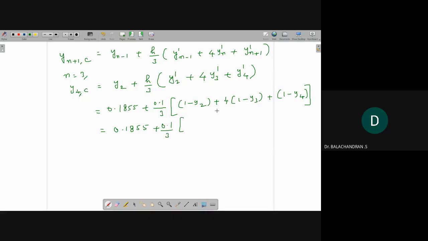So 4, 5, 6, minus y2 minus 4y3 minus y4. y4 is nothing but y4 comma p. So I need the final answer: 0.3333. Okay, thank you. So this is nothing but v of 4 comma c, or you can write v of 0.4.